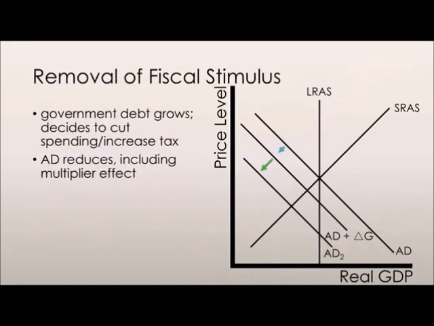When the government becomes concerned about its growing debt, it may choose to raise taxes or reduce spending. In this situation, the exact opposite process takes place. Aggregate demand reduces by the amount of the change in spending and the multiplier effect that occurs as a result of a decrease in incomes and consumption. The economy will theoretically return to its previous position, creating a recessionary gap.